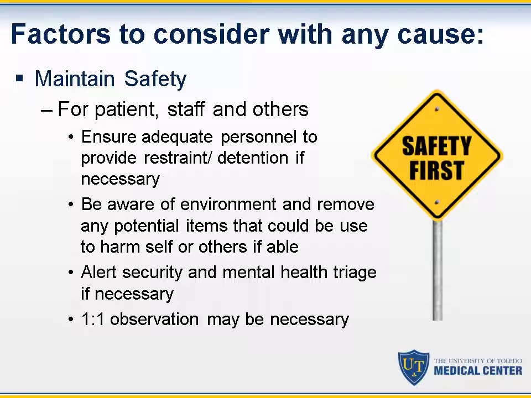Factors that we need to consider, regardless of the cause of the agitation: we need to make sure that we are maintaining safety for the patient, the staff, and others. We want to make sure there's enough people around to restrain if we need to. We need to be aware of the environment and remove any potential items that could be used to harm the patient or other people. And we need to make sure that we are alerting security and mental health to triage if necessary, and that we have someone available for one-to-one observation if it's necessary.